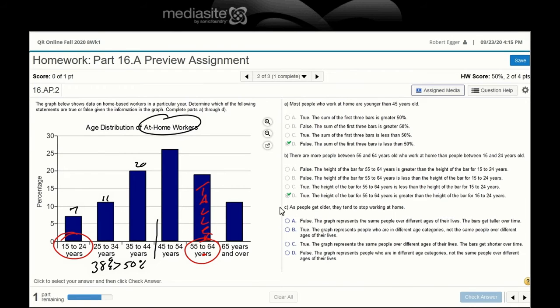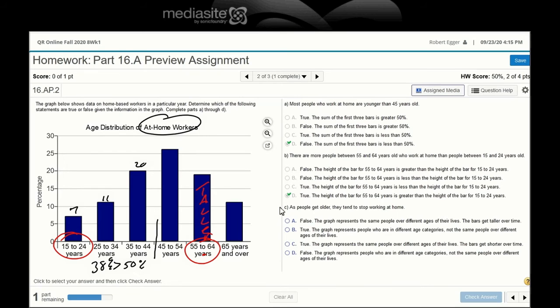As people get older, they tend to stop working at home. False, the graph represents the same people over different ages of their life. The bar gets taller over time. True, the graph represents people who are in different age categories, not the same people over different ages of their lives.